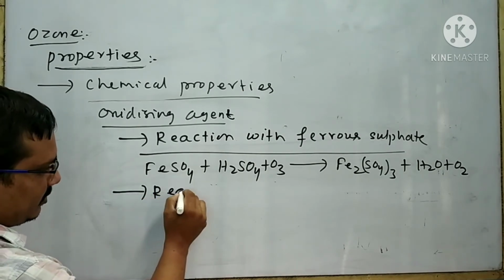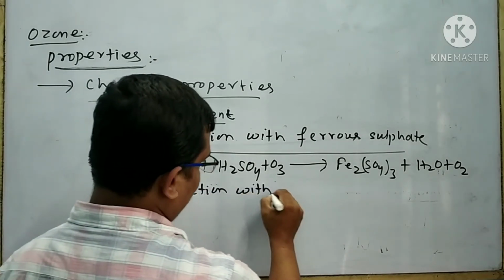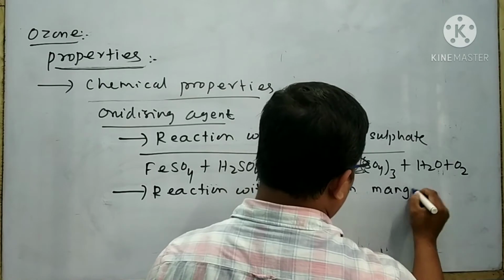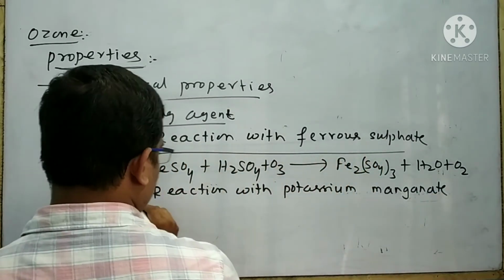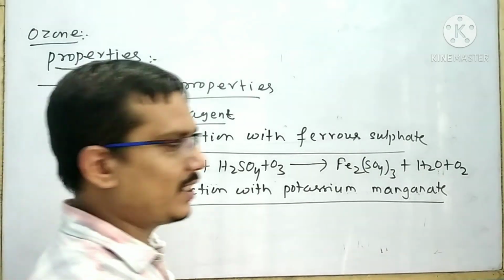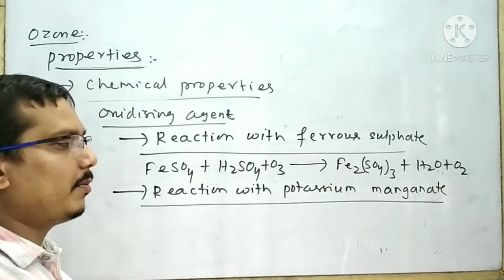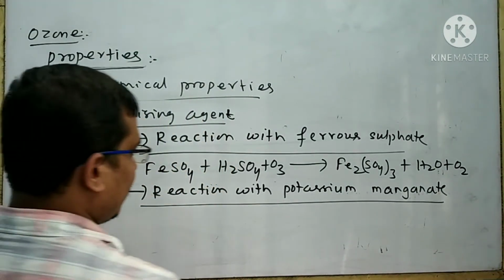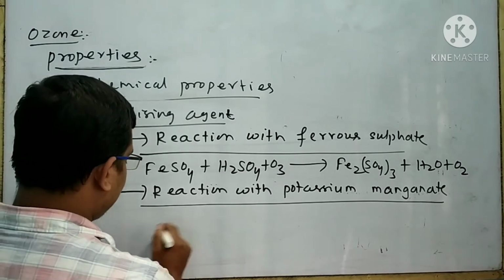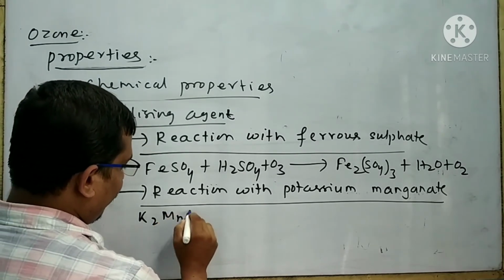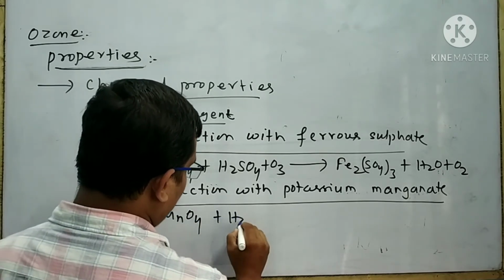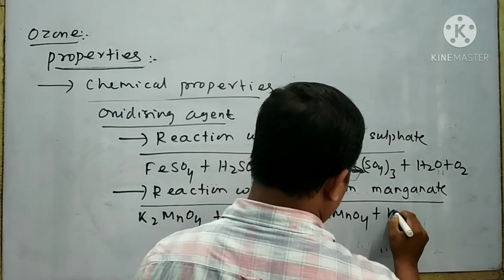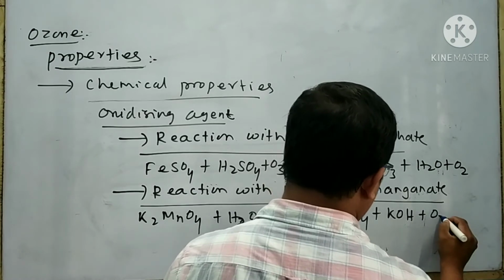Next reaction is the reaction with potassium manganate. Ozone oxidizes the aqueous solution of potassium manganate to potassium permanganate. Now I can write the reaction: K2MnO4 plus H2O plus O3 gives KMnO4 plus KOH plus O2.